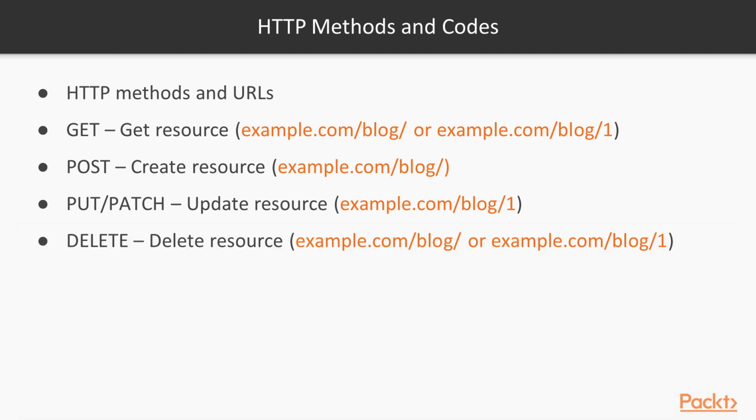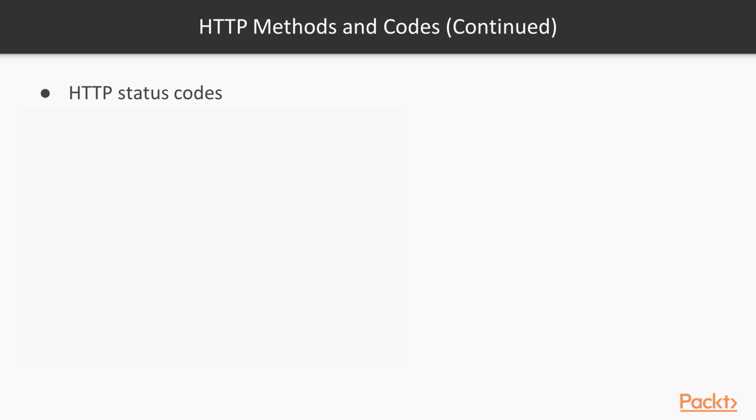Then we have the HTTP method DELETE, which will delete a resource. And the URL for the deletion of a resource is example.com/blog or example.com/blog/1. The first one is to delete all the blogs, and the second one is to delete just the blog with the ID of 1. And then we have the HTTP status codes. So every time we get a response from our server, we will have a status code attached to the response to let us, as the client, know what went wrong or what went well.